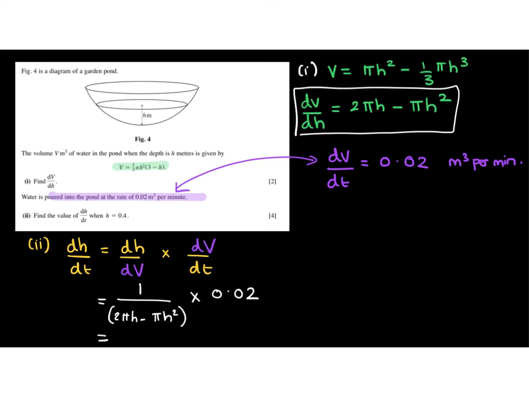But we need to do a bit more than that. We've been asked to find the value of this rate of change, dH by dt, when h is equal to 0.4. So I need to substitute in h equals 0.4. So let's work this out. And this gives me 0.0099471, etc., which we'll round to 0.00995 to 3SF. But what's the unit? Well, it's dH by dt, so h, of course, is the height of water in the bowl or in the pond, so that is centimetres per minute.